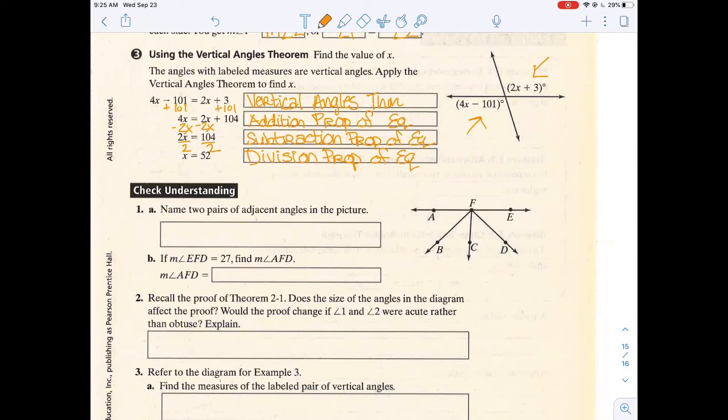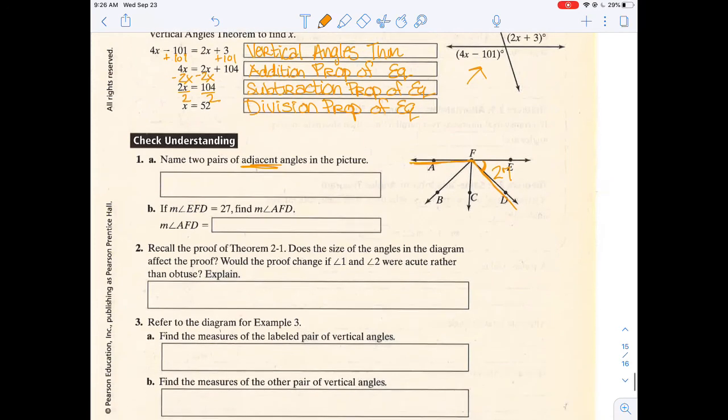Okay, so then you're going to do some check for understanding problems. Number 1, name 2 pairs of adjacent angles in the picture. Remember, adjacent means they share a side. Part B says if EFD is 27, find AFD. So EFD right here is 27, and you need AFD right here. So I would say those are probably supplementary, so that should help you.